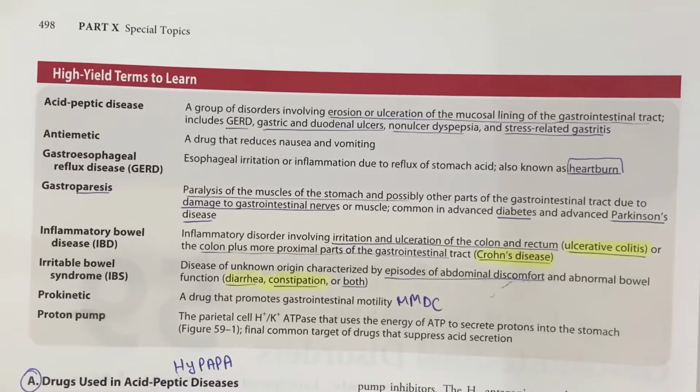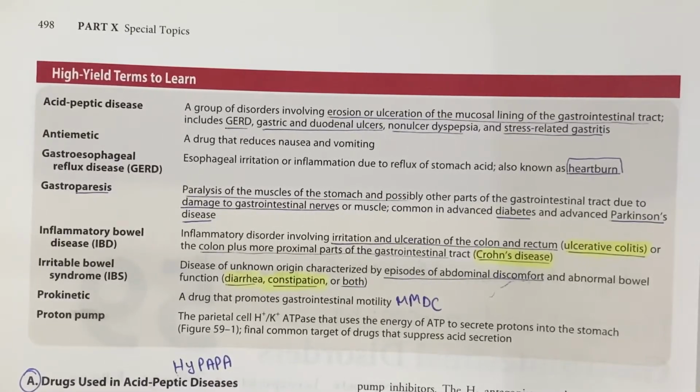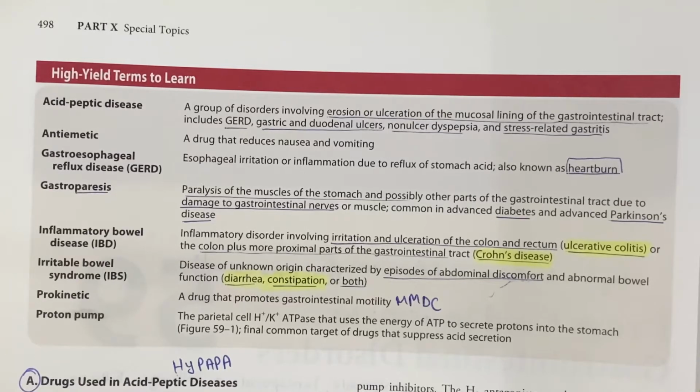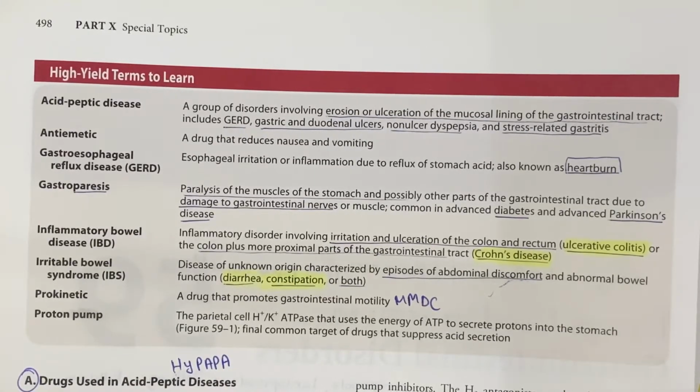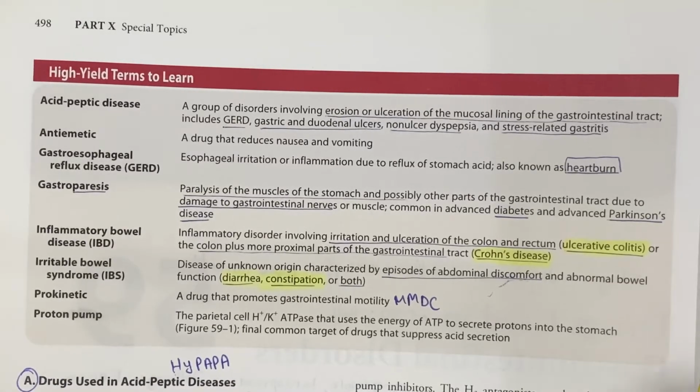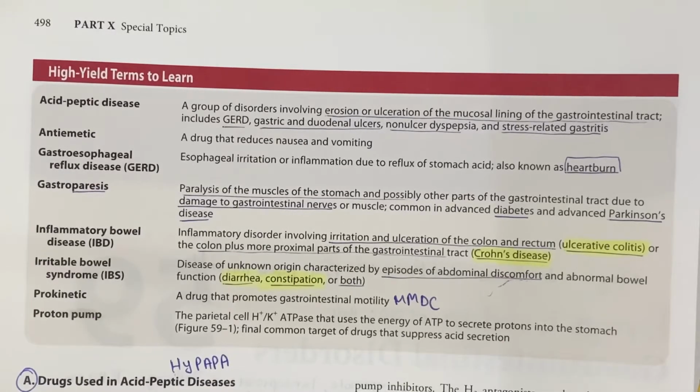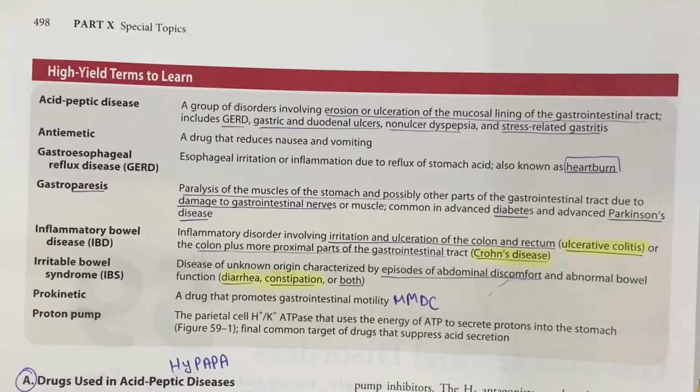Okay, to start with, high yield terms to learn. First of all, acid peptic disease: a group of disorders involving erosions or ulceration of the mucosal lining of the gastrointestinal tract, including GERD, gastric and duodenal ulcers, non-ulcer dyspepsia, and stress-related gastritis.